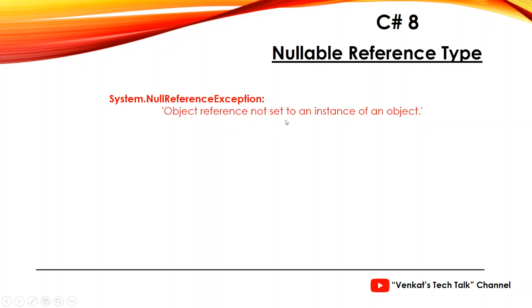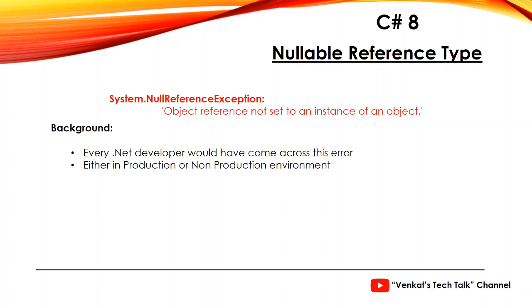A very frequently noticed exception in any type of development, like in C# development, in a production environment or a development environment. This is a very frequent issue that a developer would have encountered. So this specific feature, nullable reference type, is trying to resolve this one well-known issue.